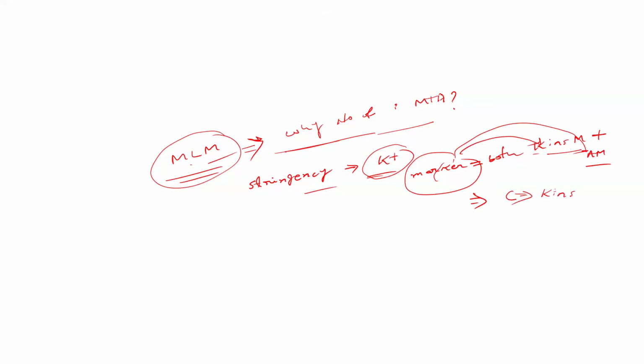The confounding effect is there between kinship and the genetic effect. For this reason, the stringency is very high, so the false negative rate is very high, and the number of identified MTAs is very low. So the confounding effect and the use of the kinship increase the false negative rate, and the false negative rate reduces the number of MTAs. Okay.